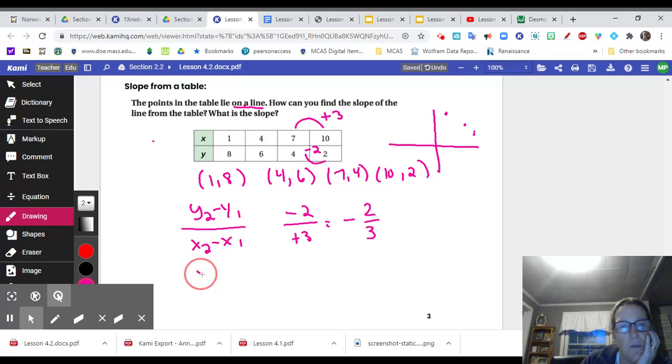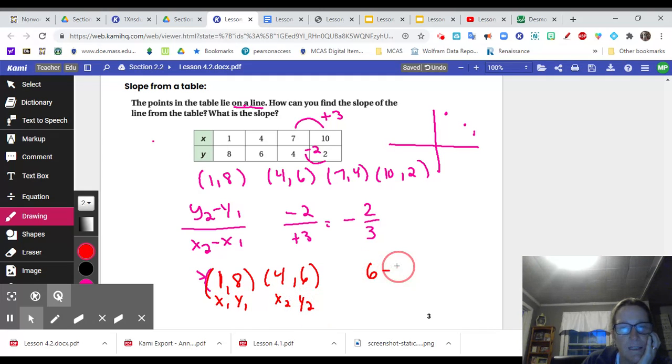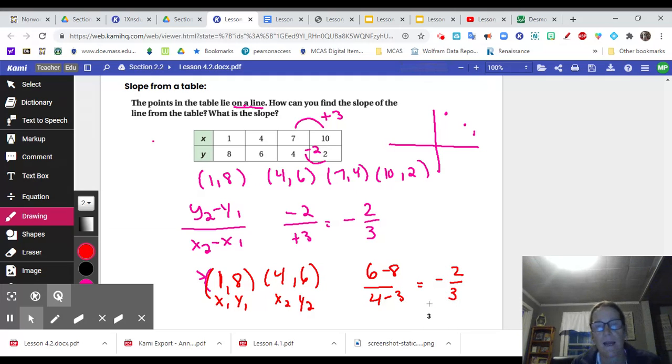So if I took the 1, 8, let me change color. I'm really bad at this. The 1, 8, and the 4, 6. Right? And say, okay, here's my first X. Here's my first Y, second X, second Y. Subtract the Y's, subtract the X's. Same exact slope as to be expected.